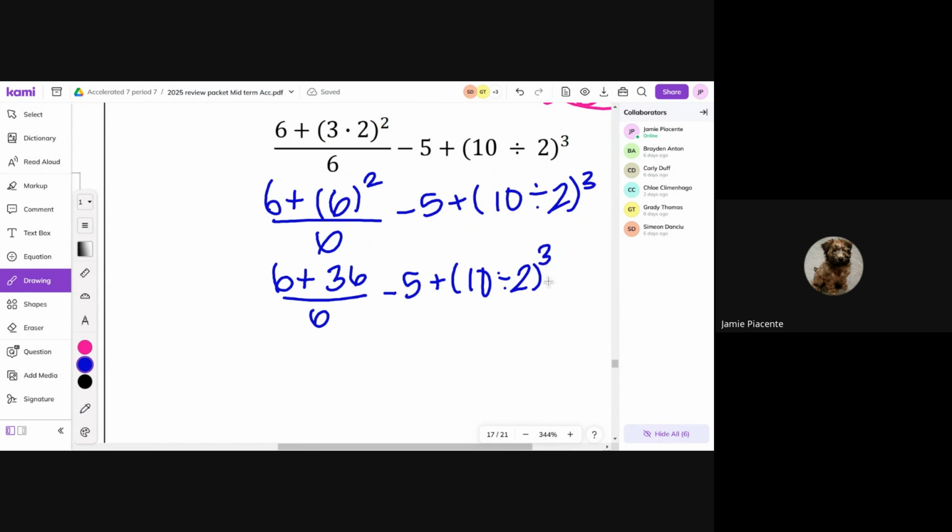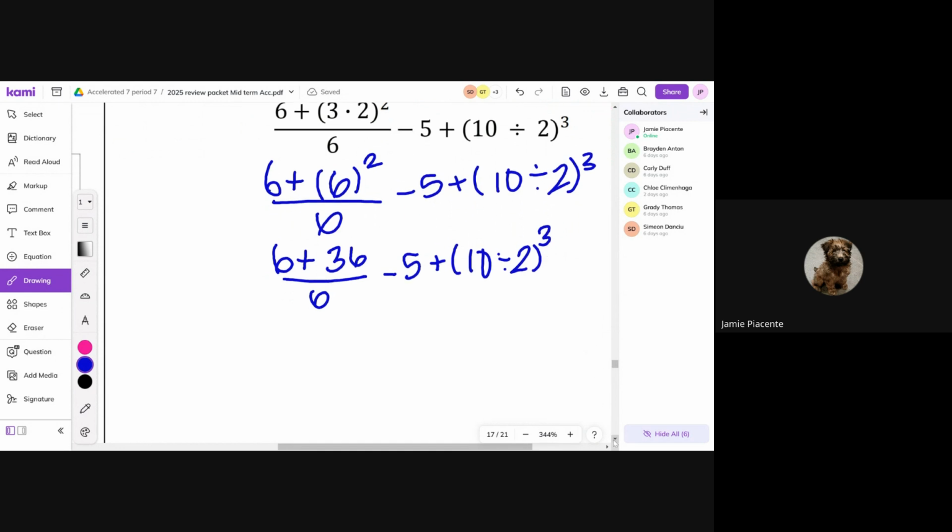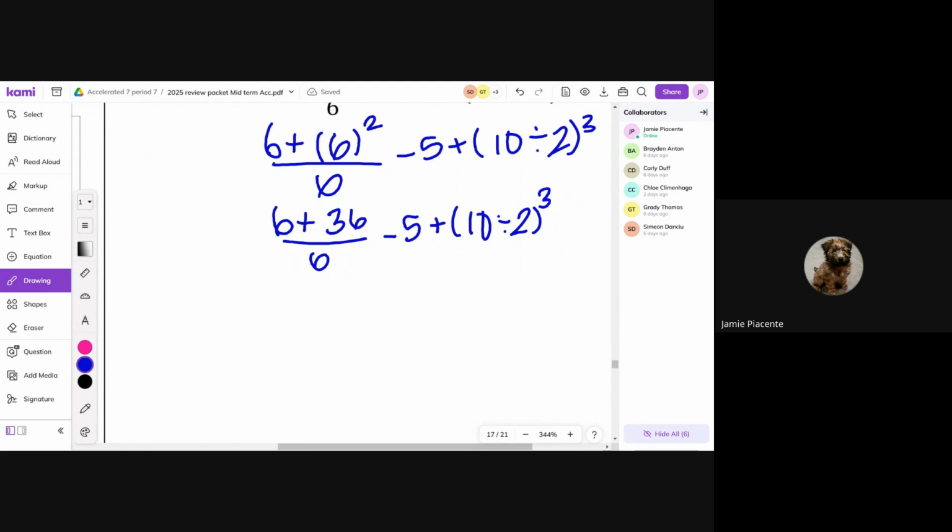Some of you have a little bit of messy handwriting and you get things wrong on your test because you start writing numbers big or small and it messes some things up. So 36 plus 6 is 42 over 6 minus 5 plus 10 divided by 2 to the third power.